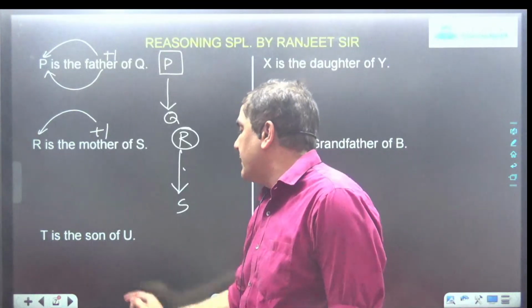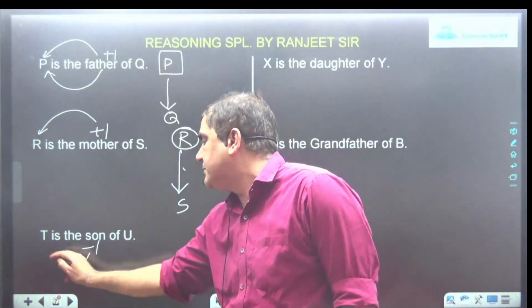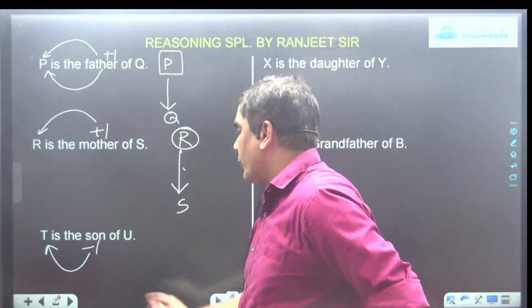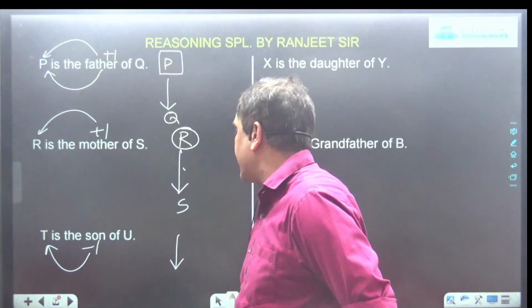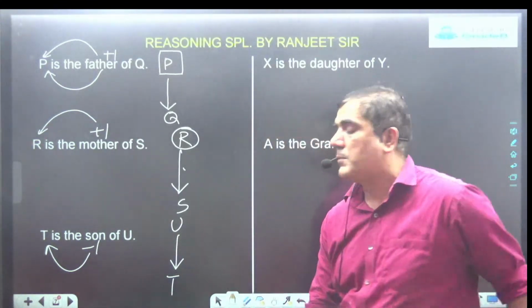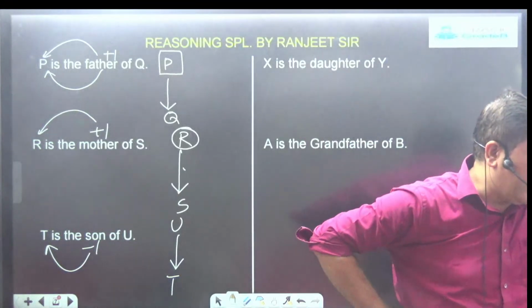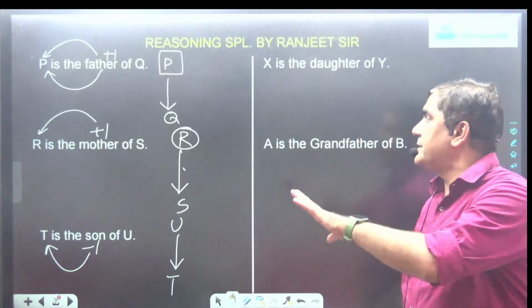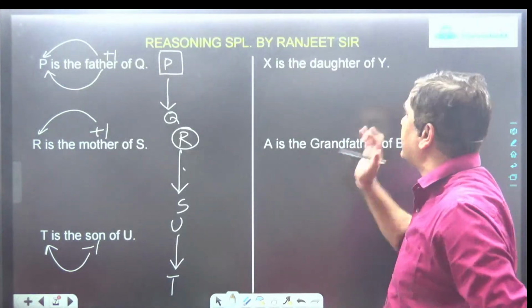Next one. T is the son. Son means what? Minus 1. Who will be minus 1? T. Minus means below, and 1 means a gap of one generation. So here it will be U above, followed by T. Clear? Already we have understood this concept in the last class.